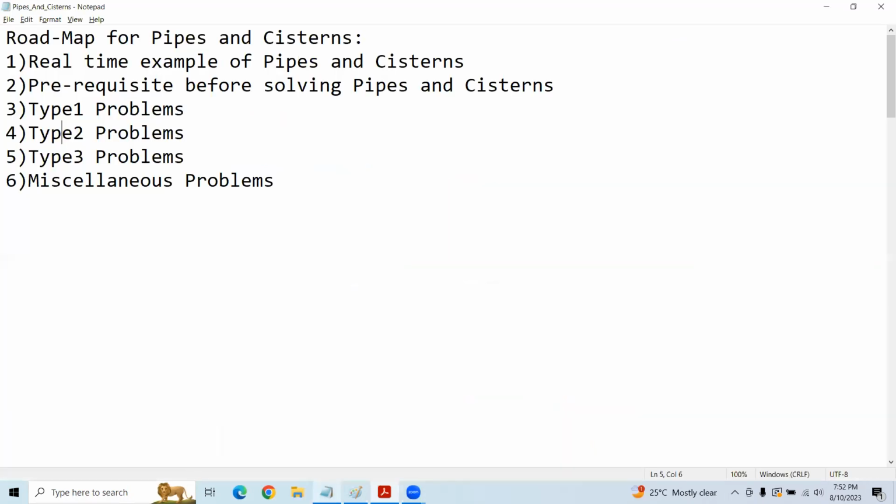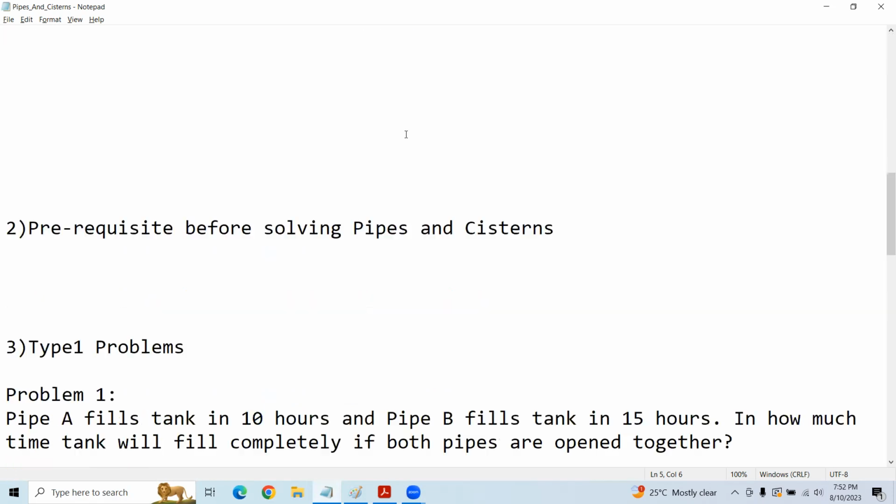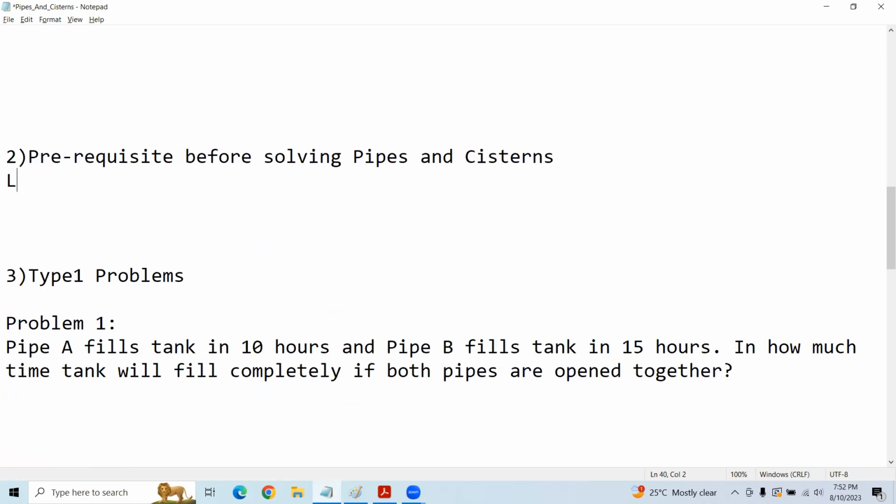Now let's move to the prerequisite for solving these problems. You should know LCM, that is lowest common multiple, and you should be able to find LCM orally. Then only you will be able to solve these questions easily. I'll put the link of the HCF LCM video in the description so that you can refer to it directly.